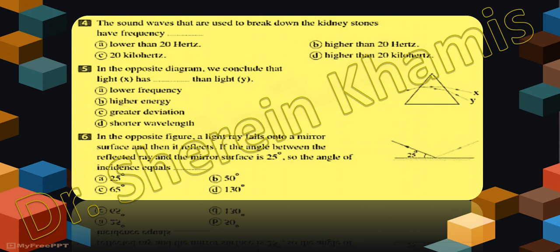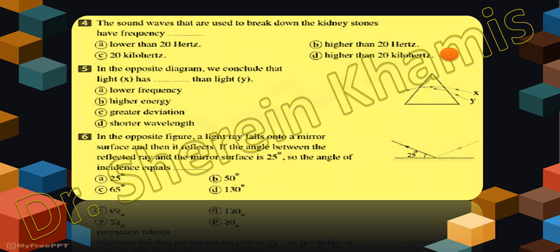Question 4 says that the sound waves that are used to break down kidney stones have frequency... Okay, we said that they are very strong and we must take the biggest number in our choices. So we have here the higher number, higher than 20 kilohertz. Okay, let's go into question 5.